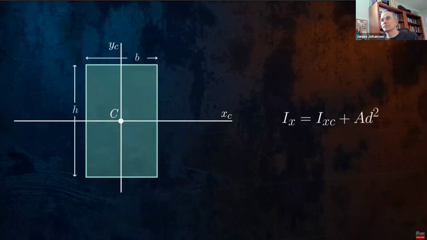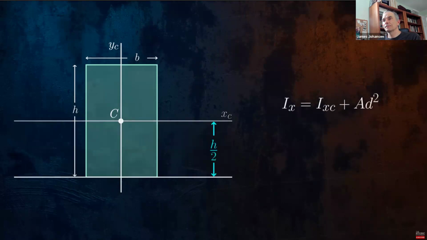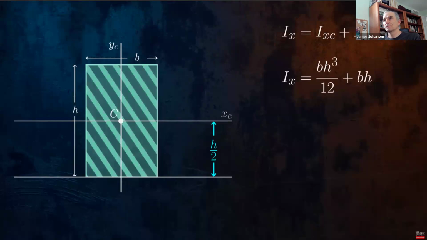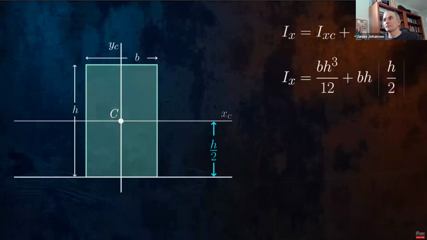Earlier, we determined an equation for the area moment of inertia of a rectangular cross-section about an axis passing through the centroid of the rectangle. We can use the parallel axis theorem to calculate I for an axis shifted to the bottom of the cross-section. All we have to do is take the equation for I we derived earlier and add the area of the rectangle BH multiplied by the distance h over 2 squared.